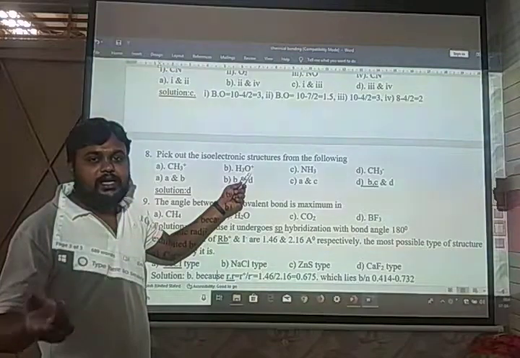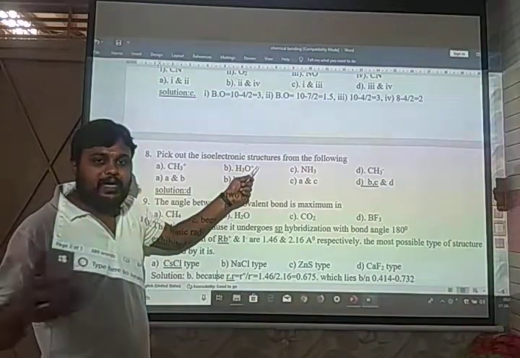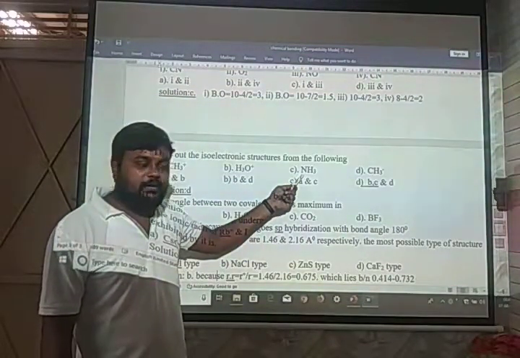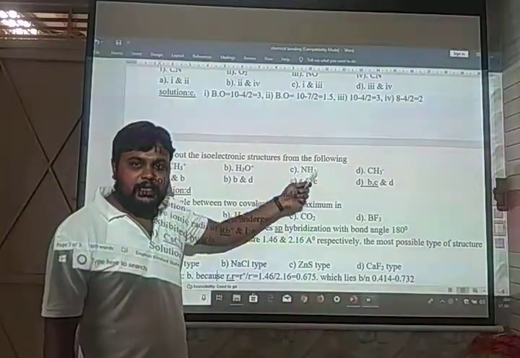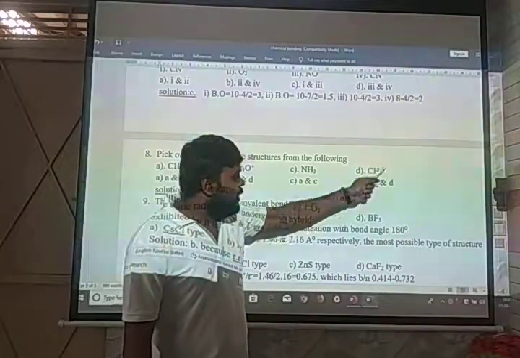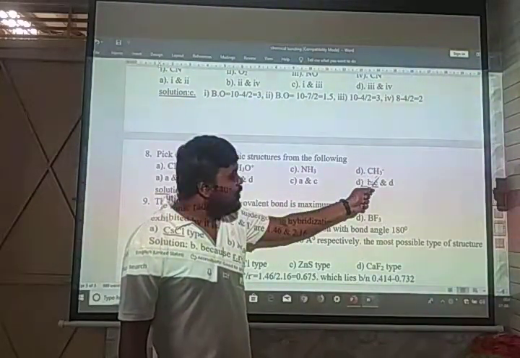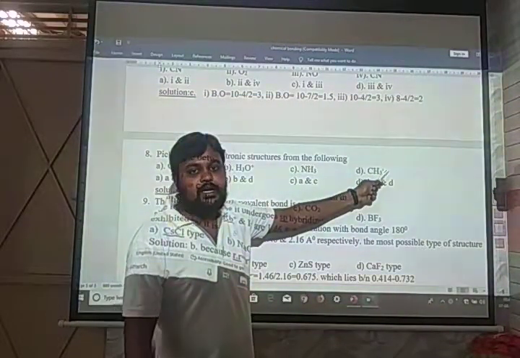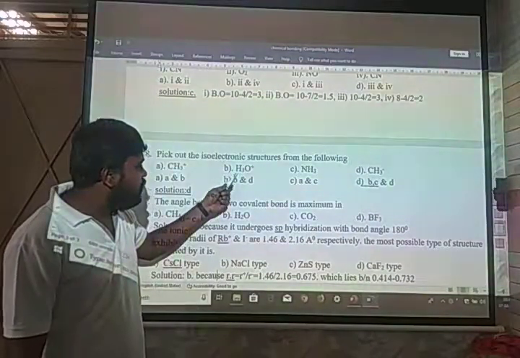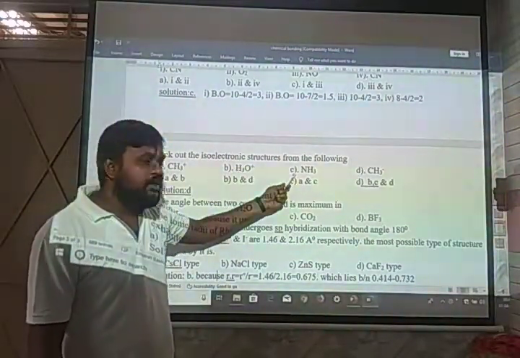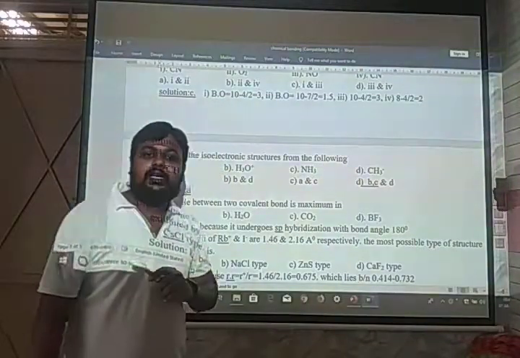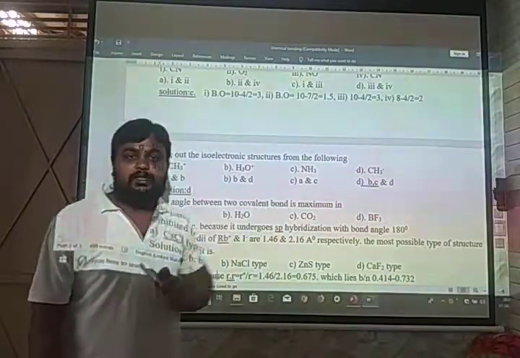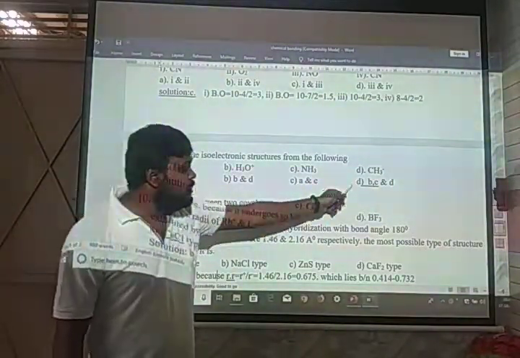Option B: 3 hydrogens, 3 electrons, 1 oxygen, 8 electrons. So 3 plus 8, 11, plus 1 for the minus charge, 10 electrons. Ammonia: nitrogen carries 7, 3 hydrogens 3, 7 plus 3, 10. CH3 minus: carbon contains 6, 3 hydrogens 3 electrons, 6 plus 3, 9, minus 1 means plus 1, 10 electrons. So option B has 10 electrons, option C has 10 electrons, option D also has 10 electrons. B, C and D are isoelectronic in nature, hence the option is D.